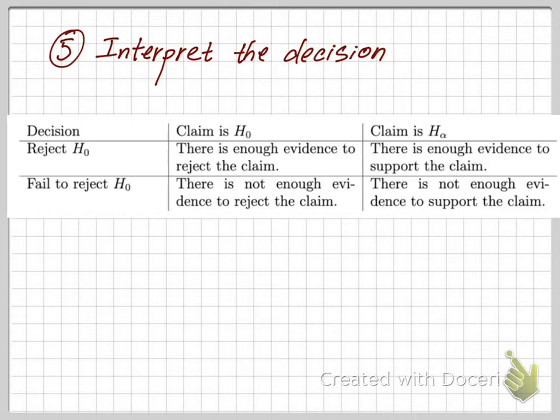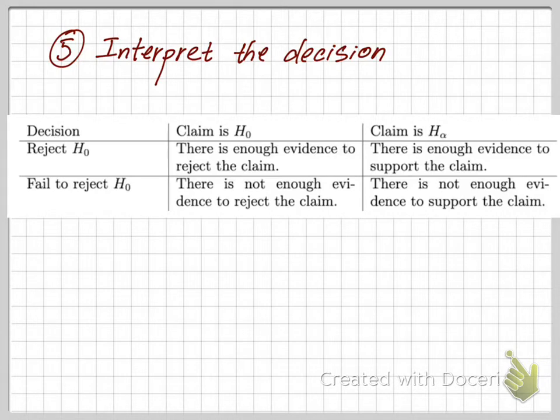And if the claim is the null hypothesis and you fail to reject the null hypothesis, then you can say that at alpha level, there is not enough evidence to reject the claim, because you failed to reject the claim, which is the null hypothesis.